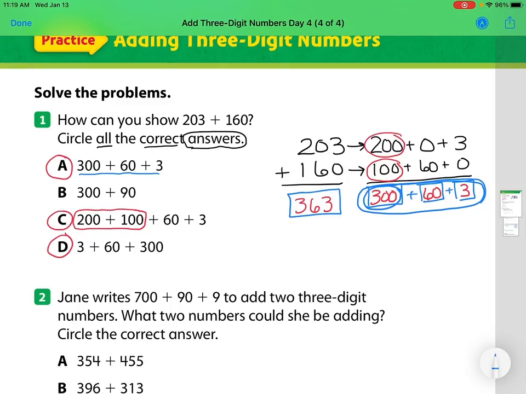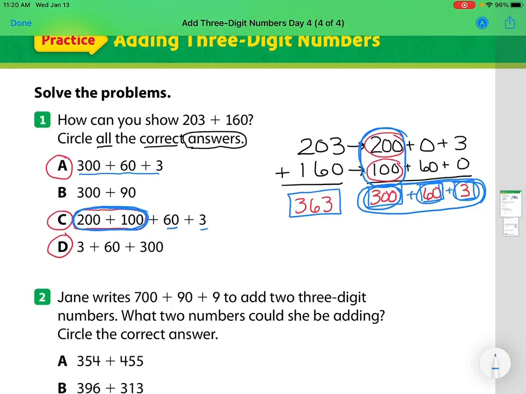When I looked at C, I saw that they did 200 plus 100 plus 60 plus 3. And then I thought to myself, well, 200 plus 100 is the same thing I did right here. I added the 200 and 100, right? And I got 300 when I put that together. Well, they just left it separated. Okay, and then they also have the 60 and they have the 3. And so there's the 60 and there's the 3. So I knew that one was also going to be correct.